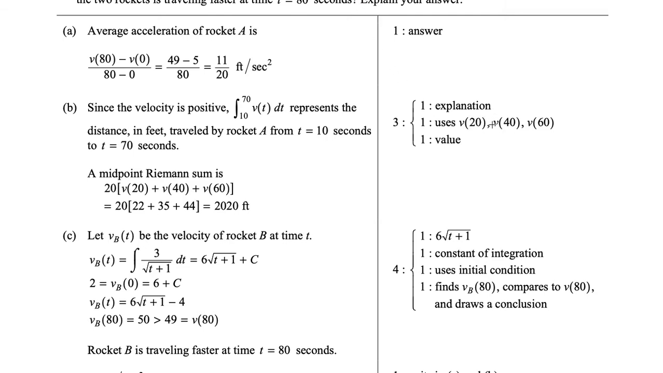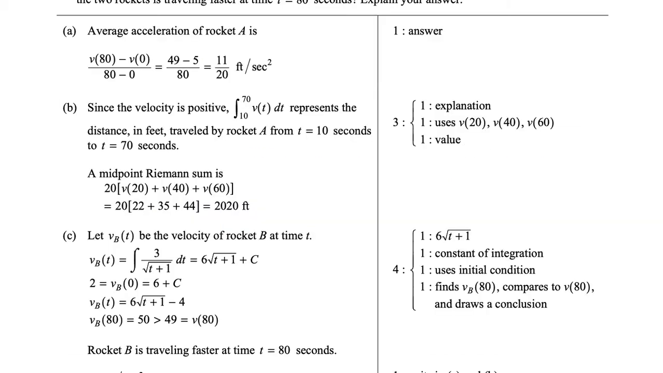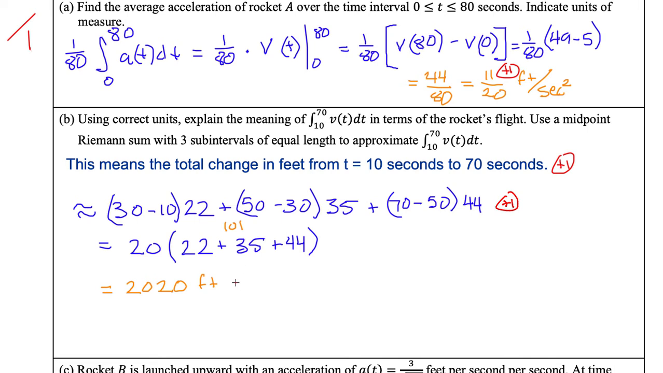If you somehow use those V of 20, V of 40, V of 60, and that's what we have right here, 22, 35, and 44. If you have those 3 numbers, give yourself +1 point. And then finally getting the actual value of 20, which we got correct. Woohoo! +1. Okay, so that's out of 3 points just for part B. And then there's 1 point if you got the units. So I'll say units in both A and in B.